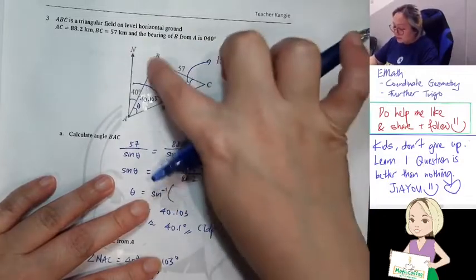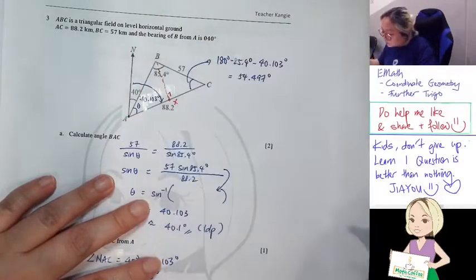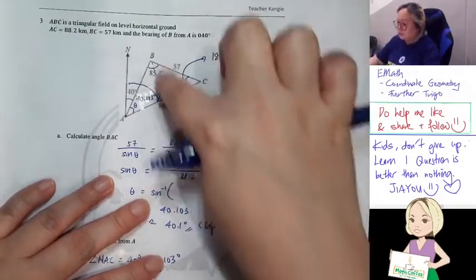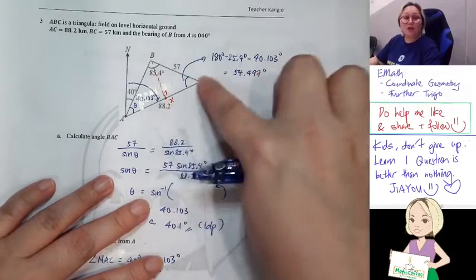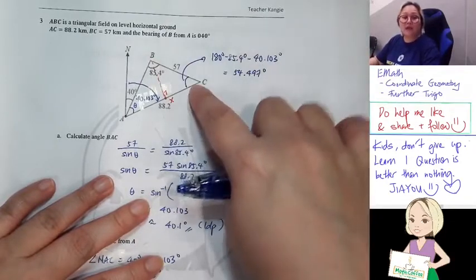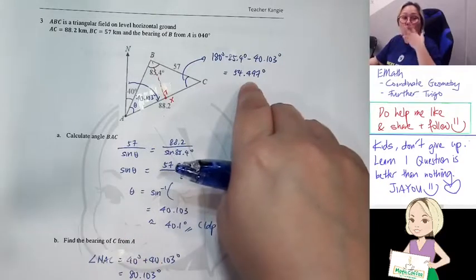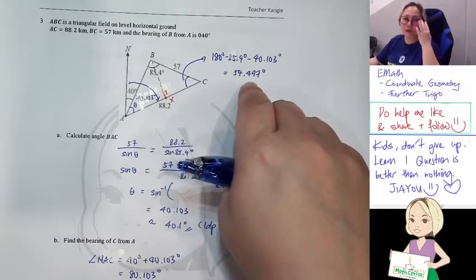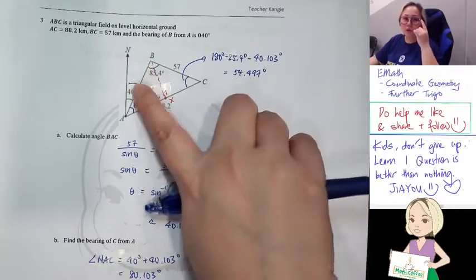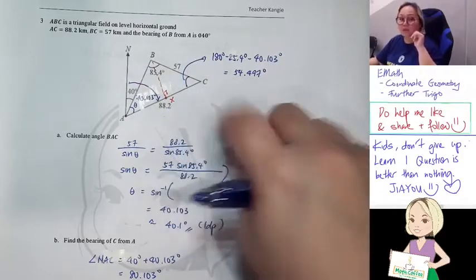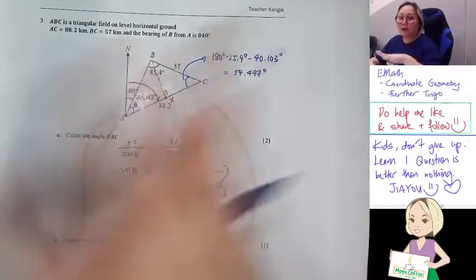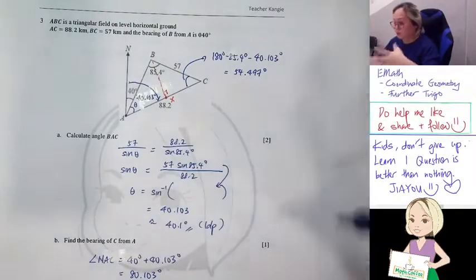Although I can use this side, I can use BXC, because I have this angle. I can use O and H, sine to find the height. But I want to use the area to show it to you.